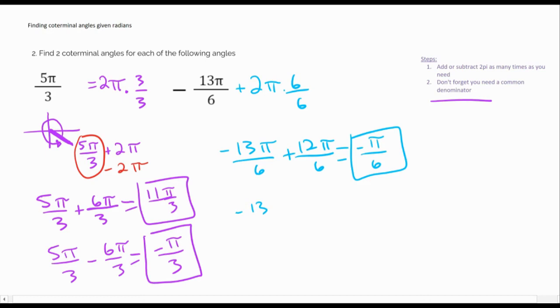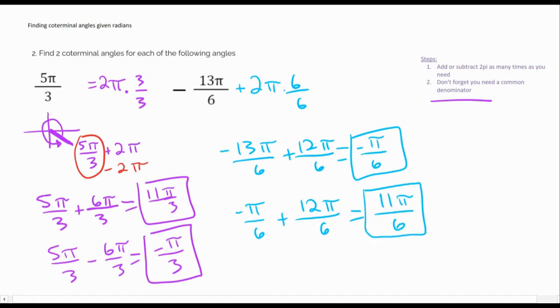If I wanted to, I'm just going to add another one to what I landed with. So I know negative pi over 6 is a coterminal angle, so I'm going to add another 12 pi over 6 to here to get 11 pi over 6, which is also a coterminal angle. So notice I didn't subtract 2 pi from this one. I just added 2 pi twice, which still gives me another coterminal angle.